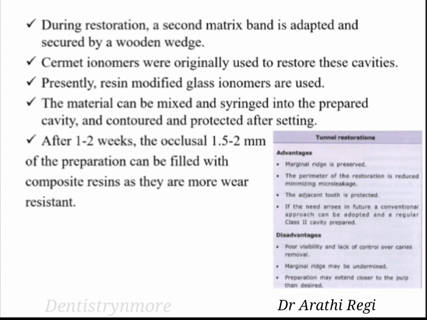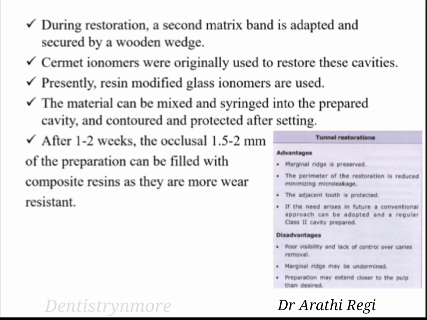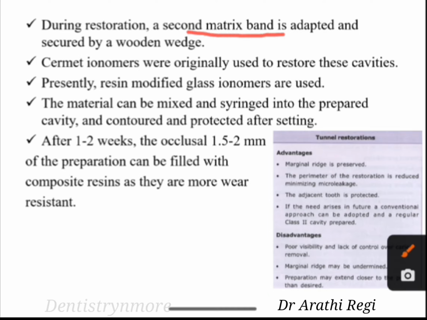And after that, during the restoration, we are using a matrix band secured by using a wooden wedge. After that, the ceramic ionomer was originally used, but presently resin modified glass ionomers are also used. The material is mixed and syringed into the prepared cavity, and is contoured and protected after setting, and after 1 to 2 weeks, the occlusal surface is filled with composite resin as it is more wear resistant.